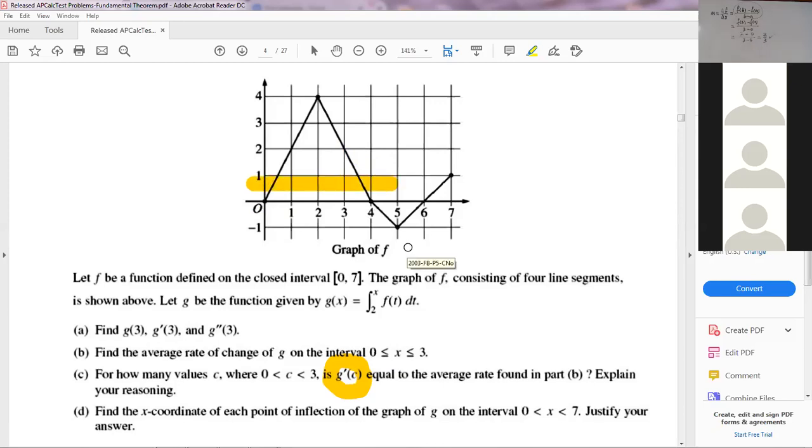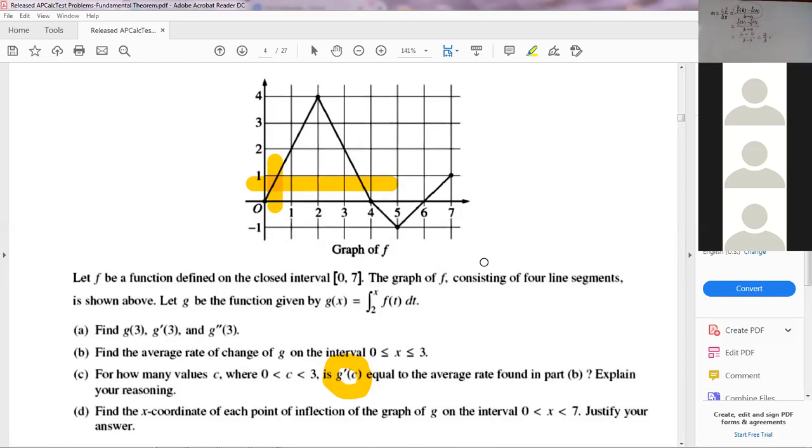Correct? So it's between 0 and 3. So for how many values is G prime equal to 2/3? It is right here, correct? For this value, right here. So I don't know, can you calculate pretty much that one? For how many values? Well, they don't ask you what value, for how many. How many? So it's just one, exactly where the cross happens, correct?